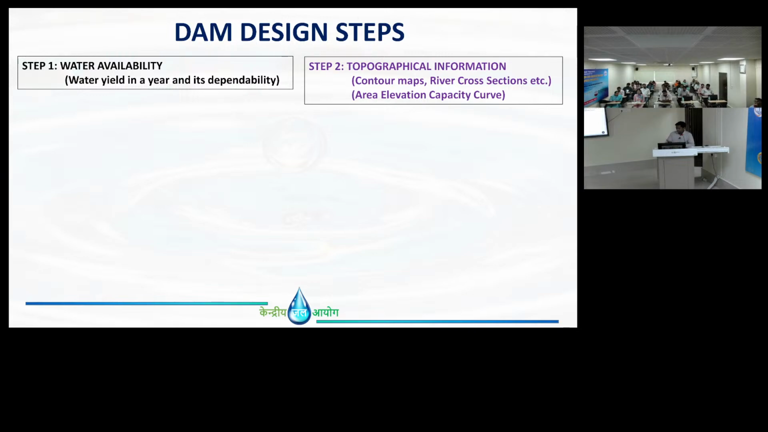So like you all told, based on the drone survey or total station and any other LIDAR survey, nowadays you can use the GIS, DEMs. So everybody knows how to delineate the catchment area, how to develop contour maps also, right? So in this step we will develop contour maps and also river cross sections, and based on these two inputs, contour maps and river cross section, we will develop the area elevation capacity curve.